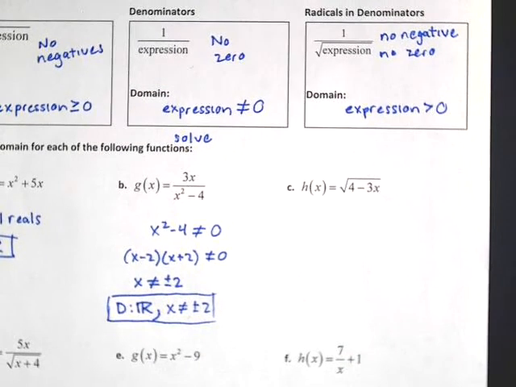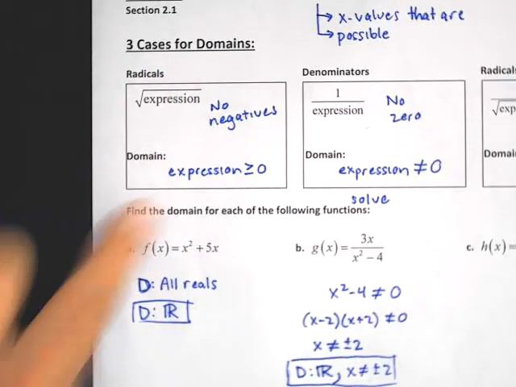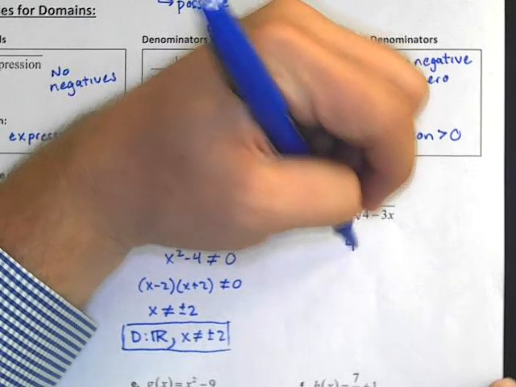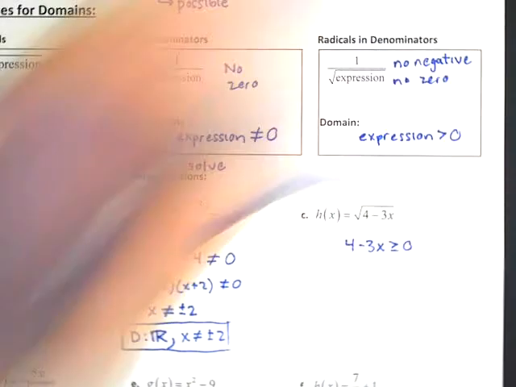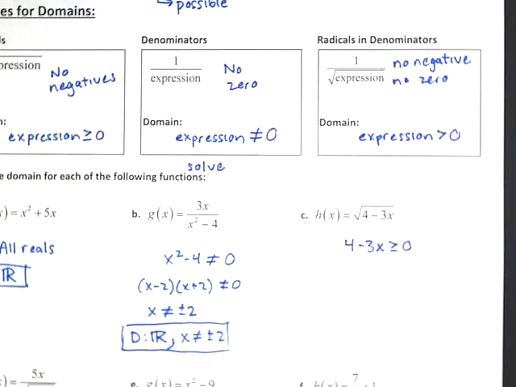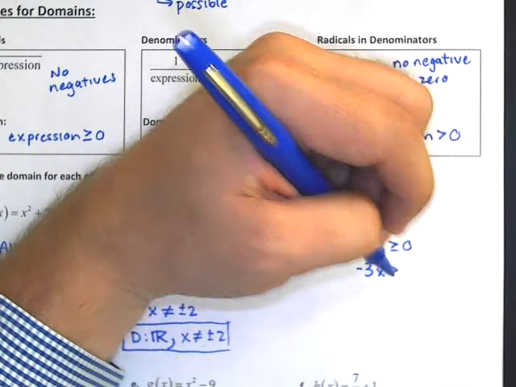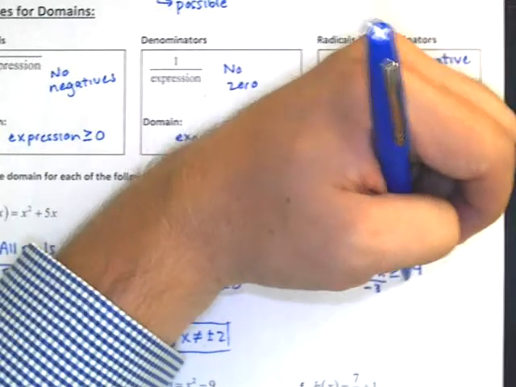Letter C, we see an expression under a radical, so we know we're kind of like up here in this first box. So we take the expression and we say that it has to be greater than or equal to 0. All right, we solve this. So we subtract 4, we have negative 3x is greater than or equal to negative 4. We divide by negative 3. This is when you have to be careful.